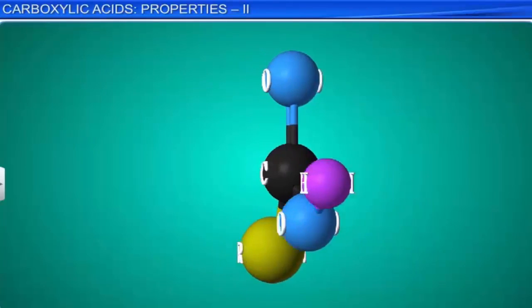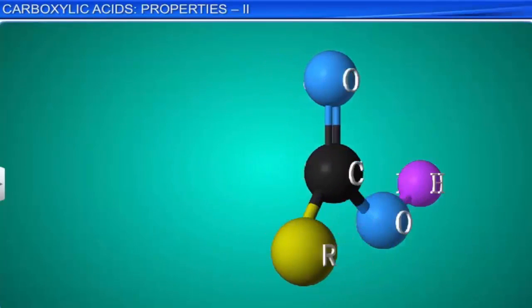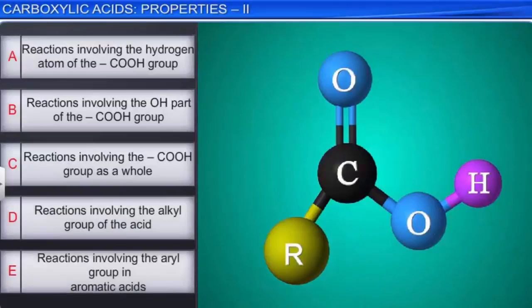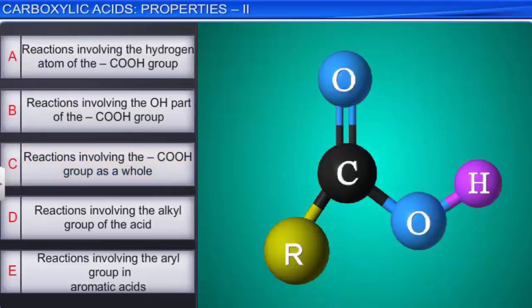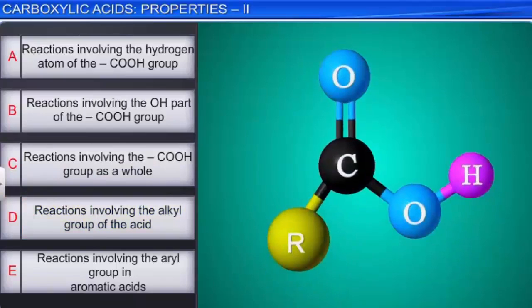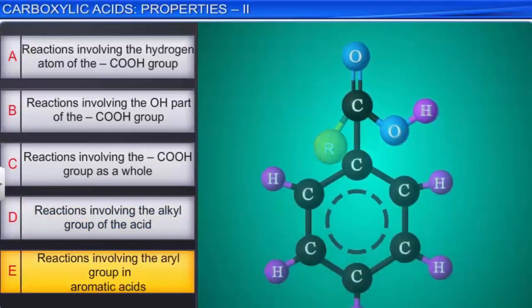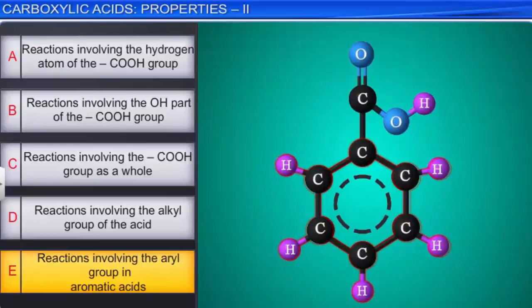The chemical properties of carboxylic acids can be conveniently studied under 5 headings. Reactions involving the hydrogen atom of the COOH group. Reactions involving the OH part of the COOH group. Reactions involving the COOH group as a whole. Reactions involving the alkyl group of the acid. Reactions involving the aryl group in aromatic acids.